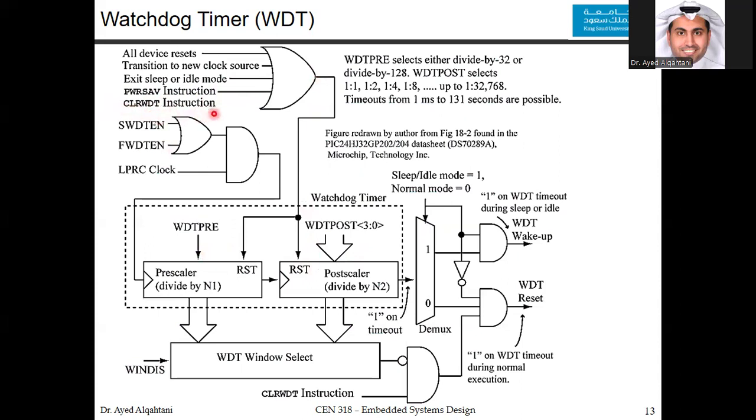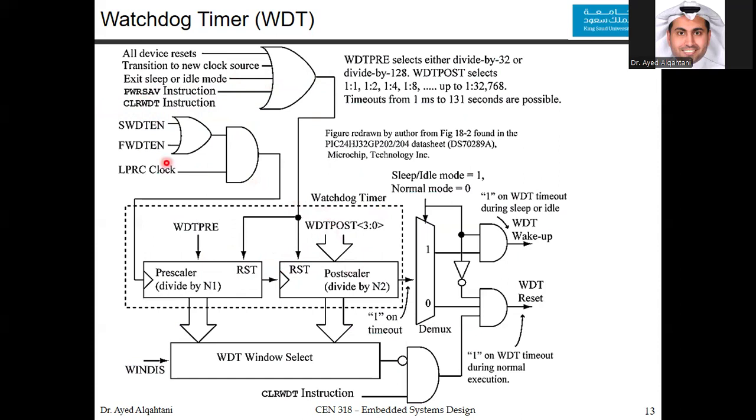The clear watchdog timer instruction is obvious. You are giving the direction to reset the watchdog timer. The power save instruction is actually like you are telling the system to be forced to go to the sleep and the idle mode. So if you exit or enter the power saving mode, you need to reset the watchdog timer.